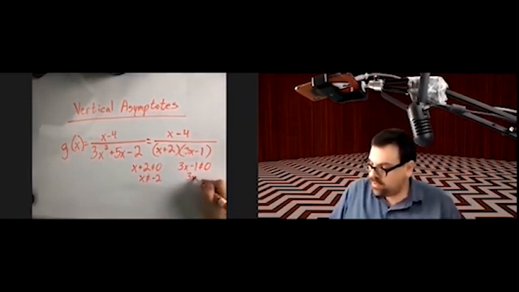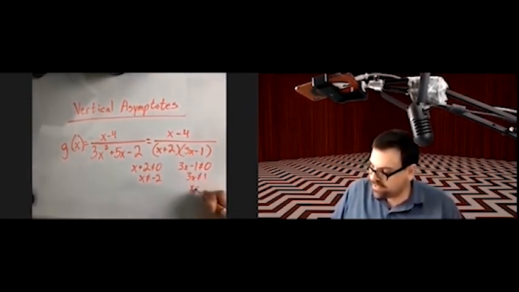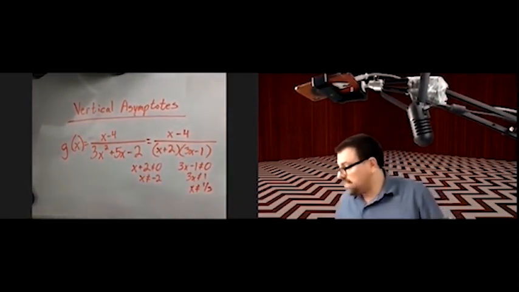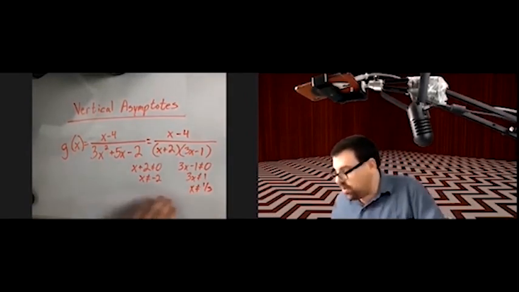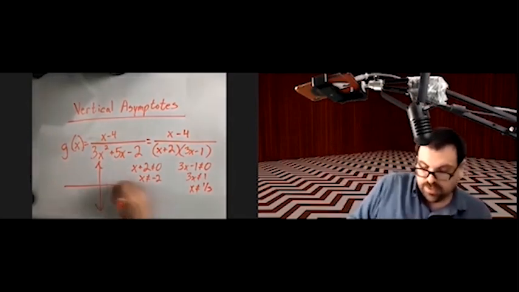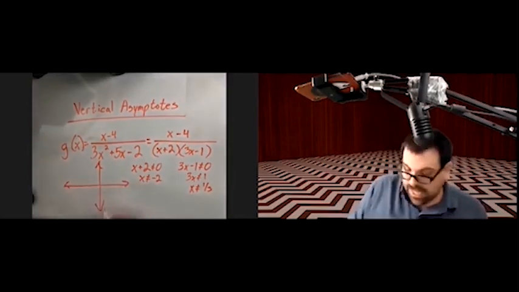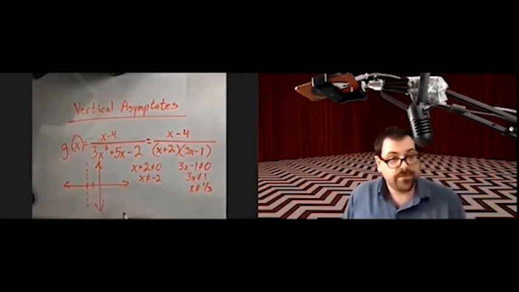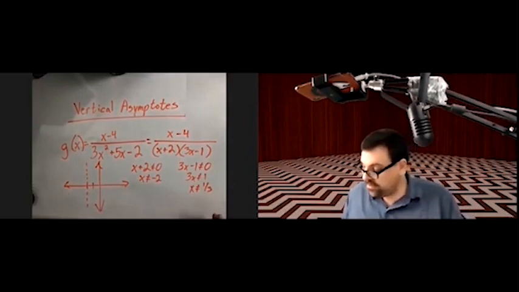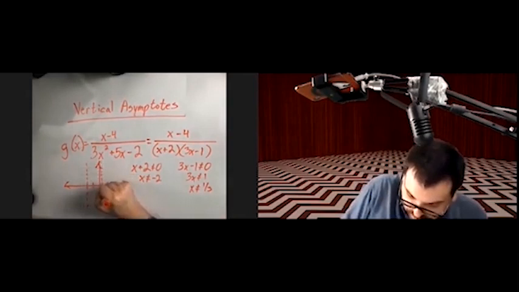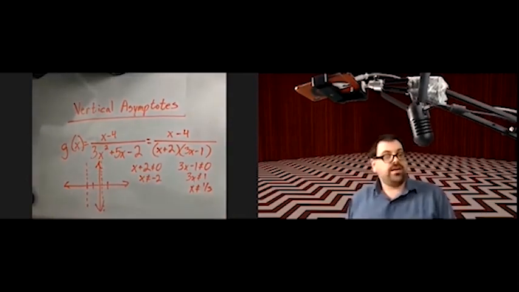Add 1. 3x can't be 1, so x can't be positive 1/3. So here we would have 2 vertical asymptotes, positive 1/3 and negative 2. On the graph, at negative 2, there would be a dotted vertical line. On the graph, at positive 1/3, there would be a dotted vertical line.